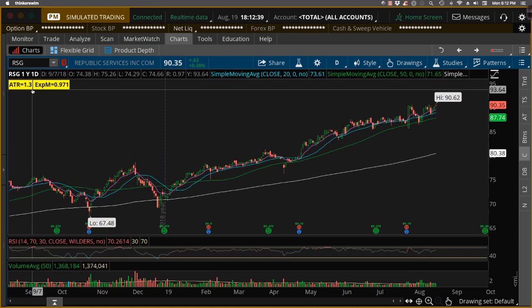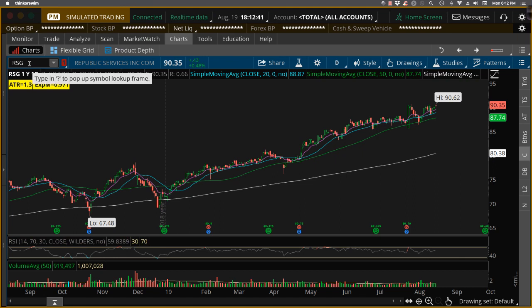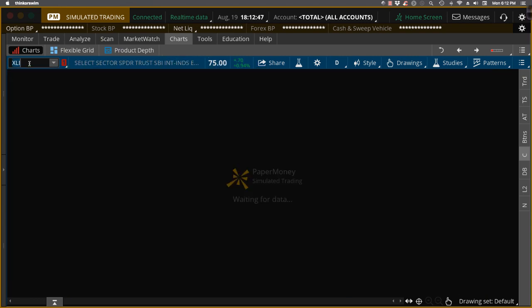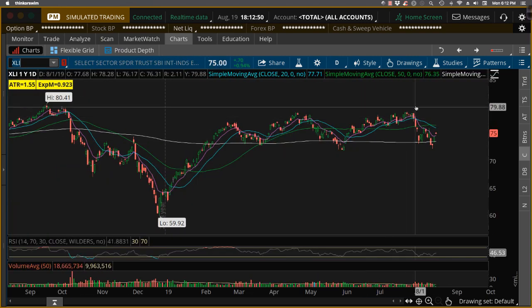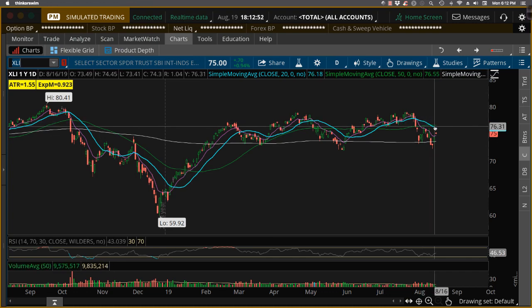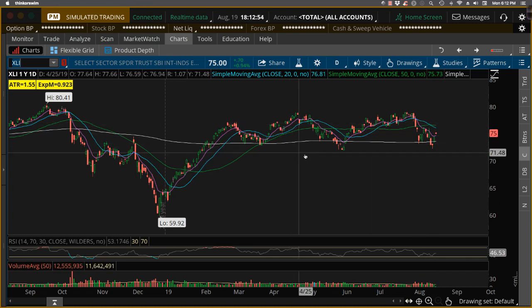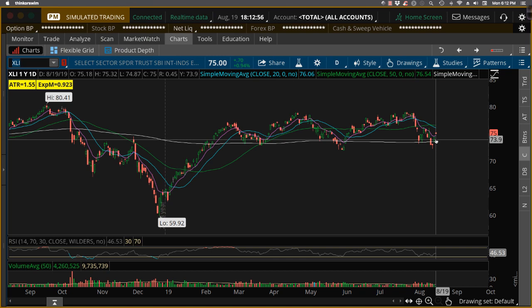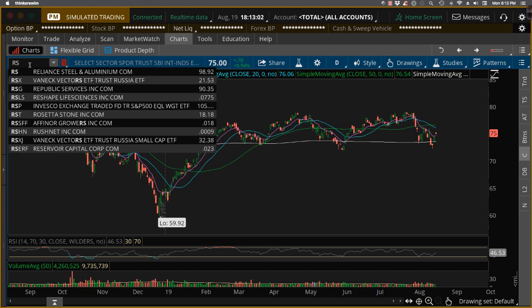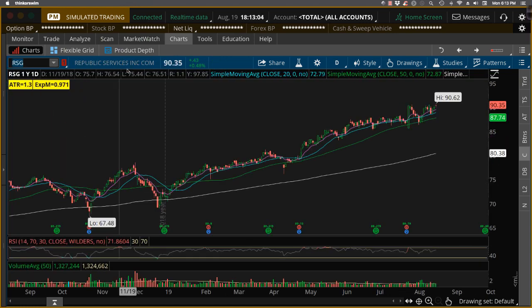This is an industrial stock, so I'm going to compare this to the industry, and then I'm going to do a correlation. So I'm going to do XLI for the industrial sector, and it's pretty neutral, down below the 50 period moving average, above the 200 period moving average, chopping sideways. So industrials are looking really soft by comparison to RSG, and that might be enough to dissuade me.